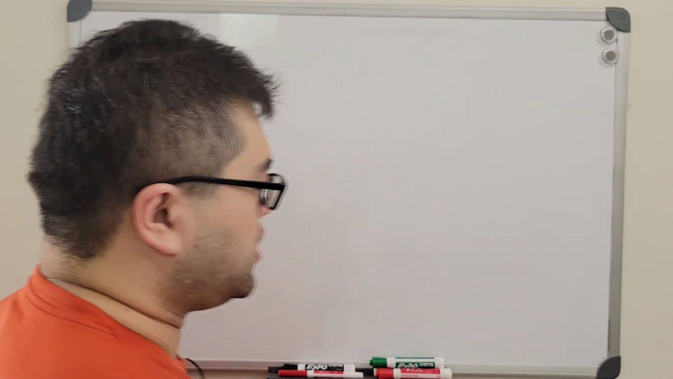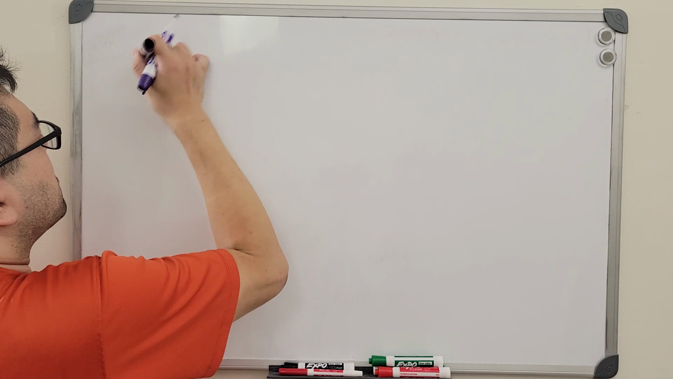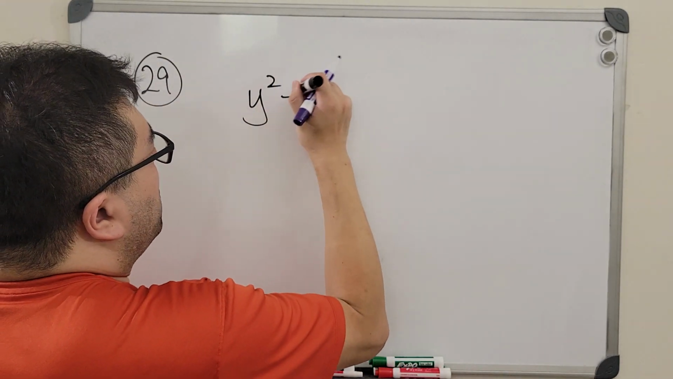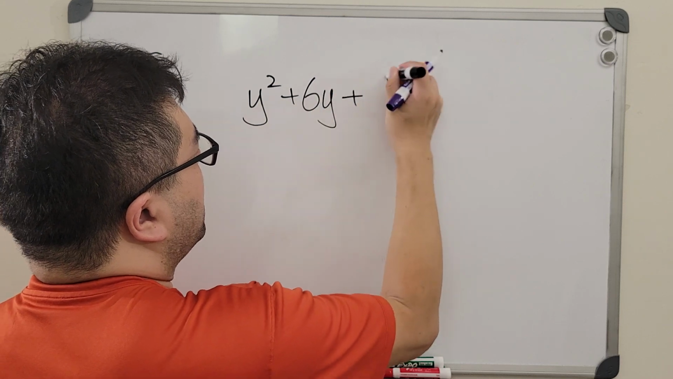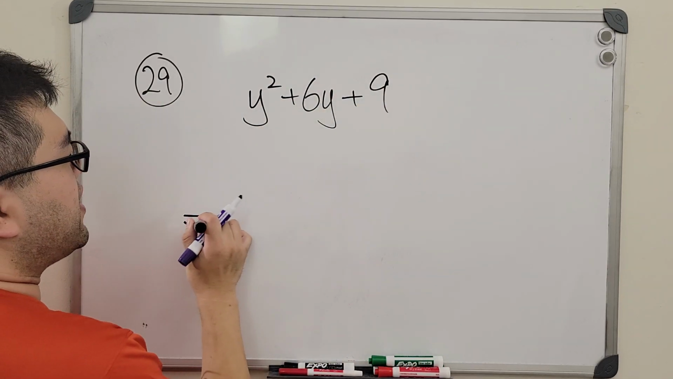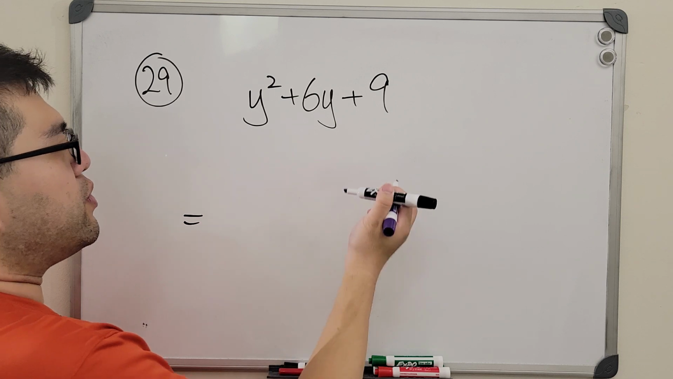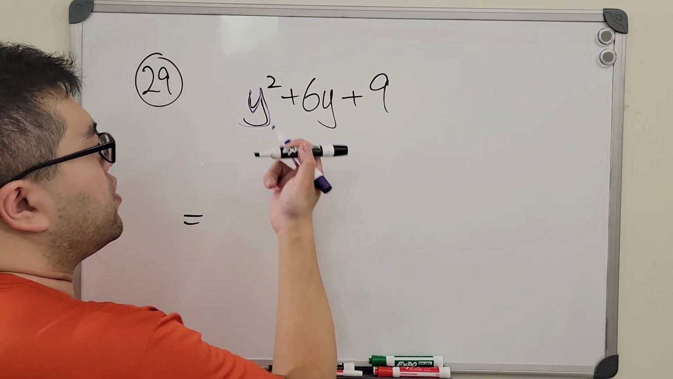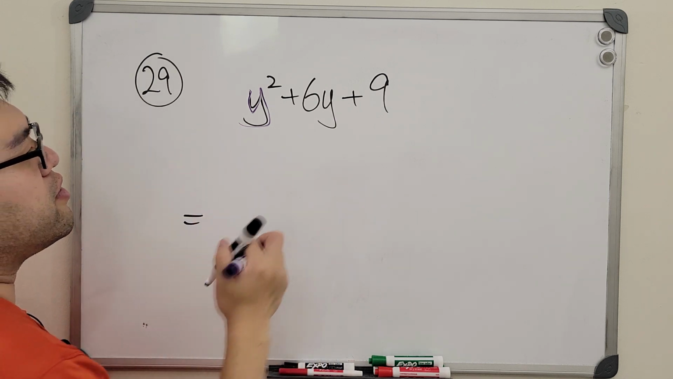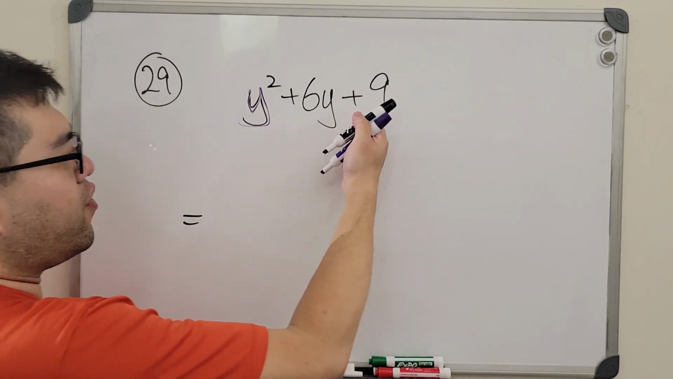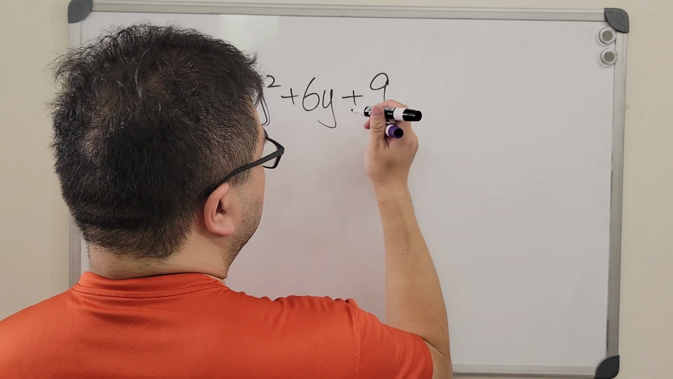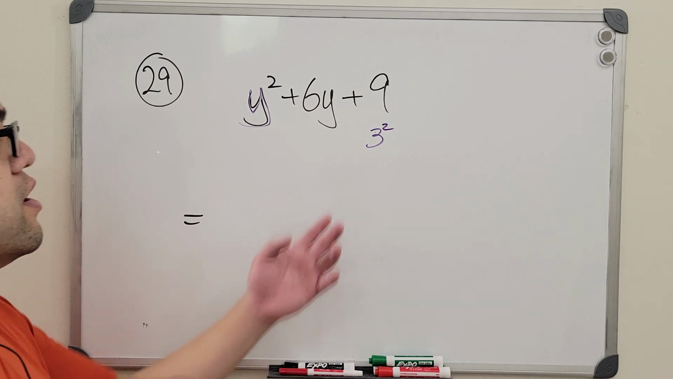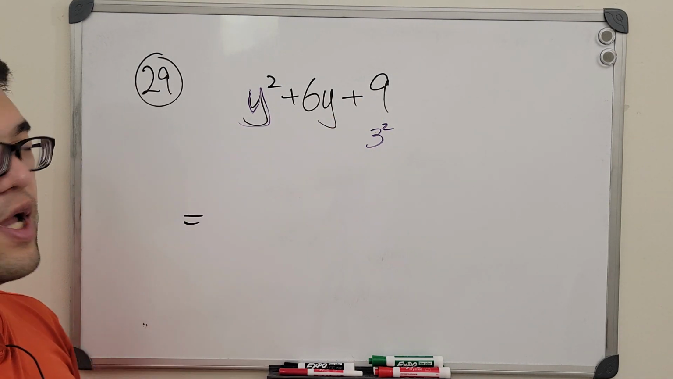Okay, 29. y squared plus 6y plus 9. So is it factorable? And can we use the formula? Let's see. Well, clearly it is a perfect square. Our a is just y now. And then our b in the formula will just be the square root of 9, which is 3. Again, 3 squared is equal to 9.